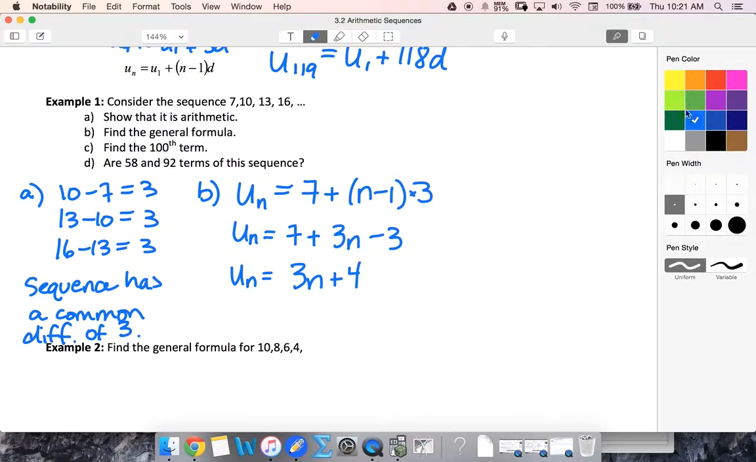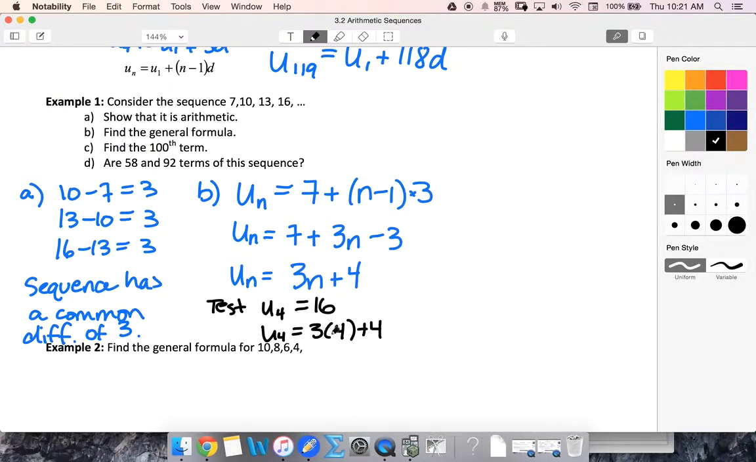So we can test this by looking at our sequence. So I see that the fourth term in our sequence, 1, 2, 3, 4, is 16. And I just randomly picked 4. I could have also tested 3 or 2 or even 1. So the fourth term is 16. That tells me if I plug in 4 to this formula, I should get 16. 3 times 4 plus 4, well, that's 12 plus 4, which is 16. So my formula is working.